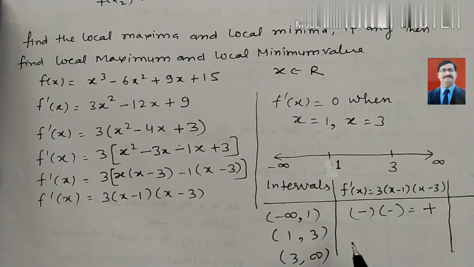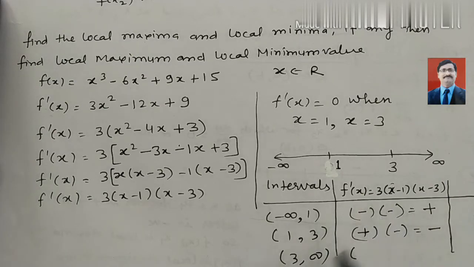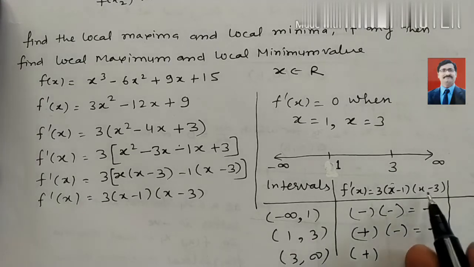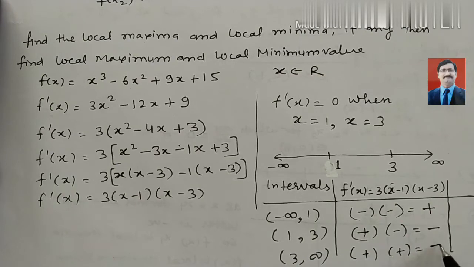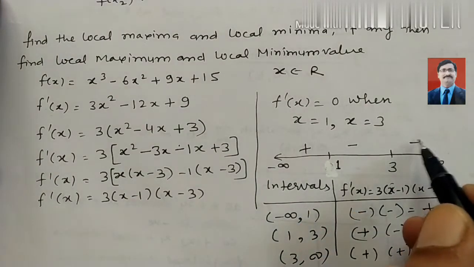In the interval 1 to 3, if I select 2, then 2 minus 1 is positive, 2 minus 3 is negative, which means I get negative. Similarly for 3 to infinity, we can suppose any point, so I put 4. 4 minus 1 is positive, 4 minus 3 is positive, so this is positive. So here it is positive, negative and positive. You can mark the positive sign, negative sign and positive sign.